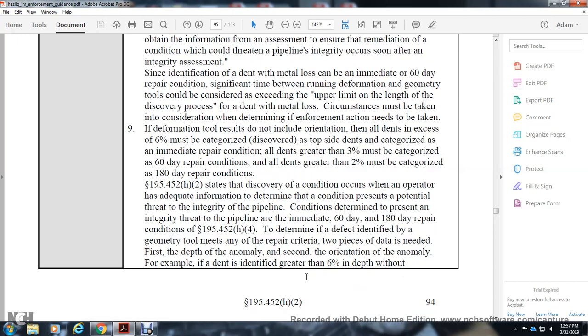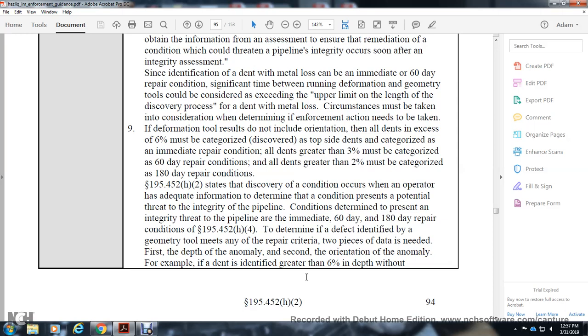9. If the formation tool does not provide orientation, all dents exceeding 6% must be categorized. If discovered on the top side of the pipe, dents are categorized as immediate repair condition; all dents greater than 3% as a 60-day repair condition; all dents greater than 2% must be categorized as 180-day repair condition. 195.452(h)(2).